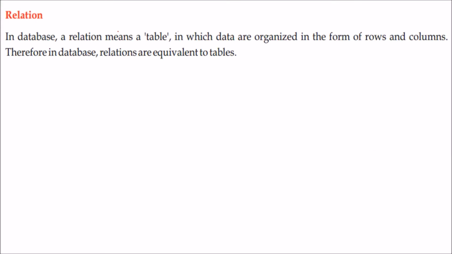Then what is a relation? Relation is nothing but a table. In relational algebra or in database management system, which is RDBMS, relational database management system, the relation simply means a table which is organized in the form of rows and columns. This is a row, and this is a column. Rows and columns. So in a database, relations are equivalent to tables only. So when we speak about a table, we are speaking about relations only.